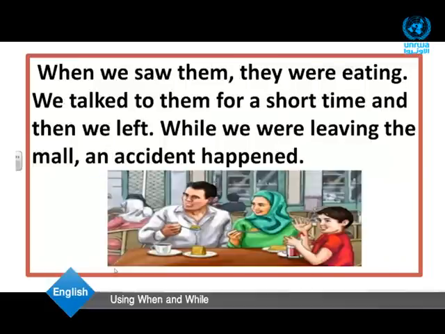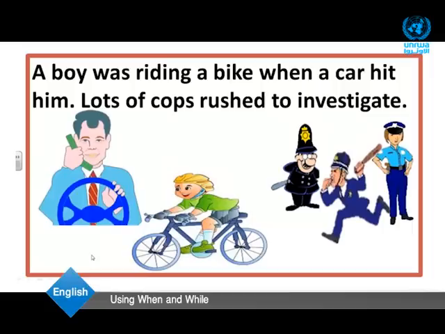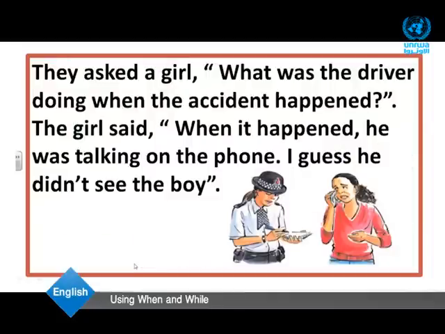We talked to them for a short time and then we left. While we were leaving the mall, an accident happened. A boy was riding a bike when a car hit him. Lots of cops rushed to investigate. They asked a girl, "What was the driver doing when the accident happened?" The girl said, "When it happened, he was talking on the phone. I guess he didn't see the boy."